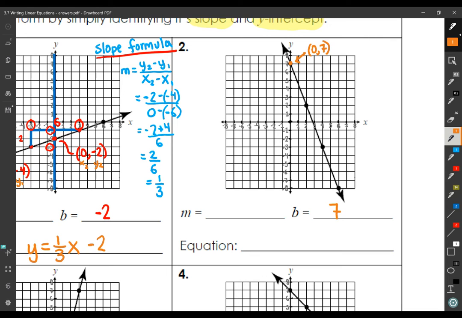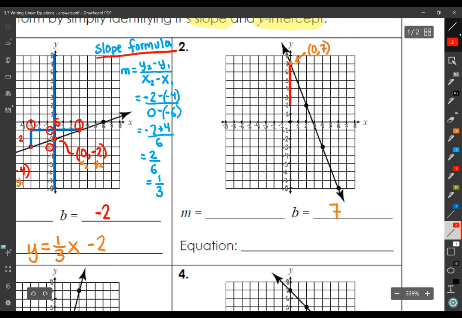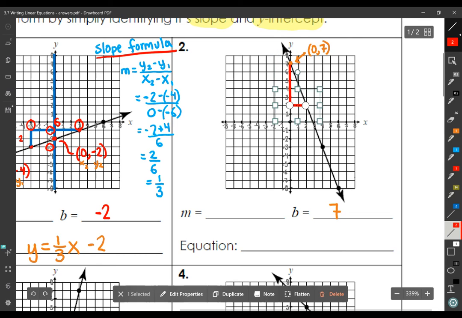So again, remember, we can use 2 methods. We can use the slope formula, or we can use rise over run. Okay, so I'm going to do the rise over run first this time, and we'll go from the y-intercept to the next point. So I create my right angle triangle. So my rise is going down this time, right? And then I draw also my run.